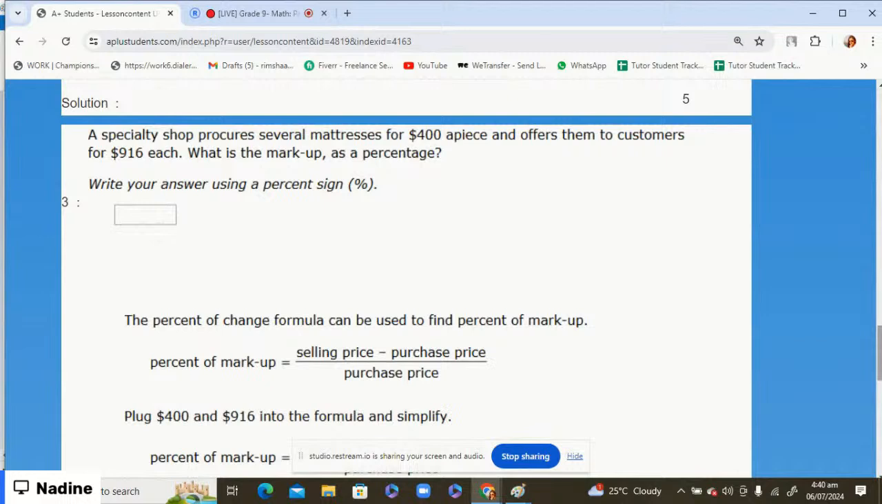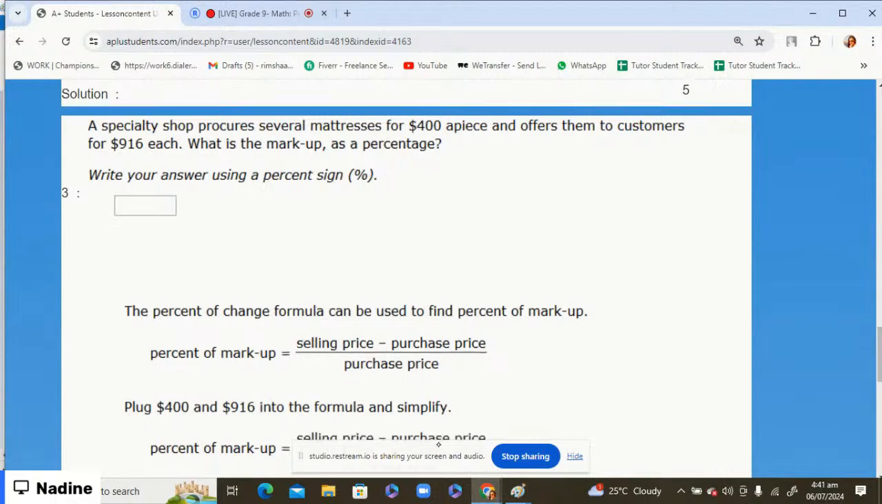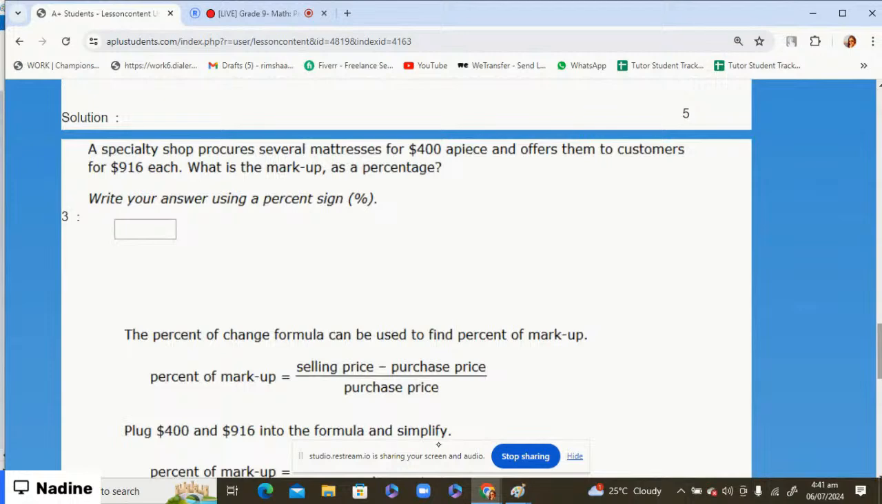A specialty shop procures several mattresses for $400 a piece and offers them to customers for $916. So what is the markup as a percentage? So percent of markup involves the selling price and purchase price. What is the selling price here? The selling price is basically the given, which is 960.